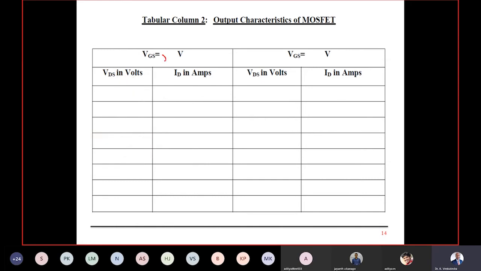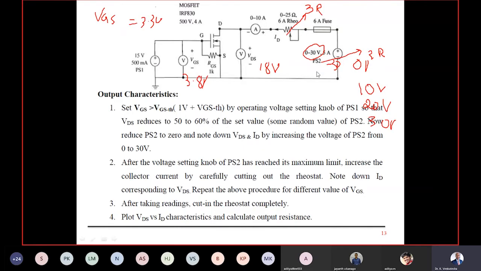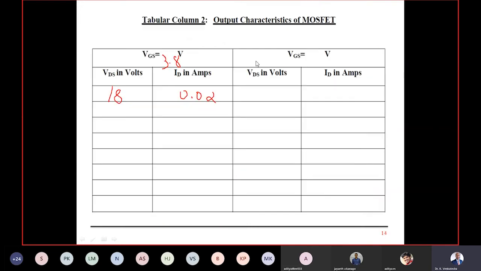Set VGS more than 3.3. I set VGS as 3.8 volt, such that VDS is 60% of your supply voltage. Some current will be flowing, maybe 0.02. Then what you need to do, make your PS2 0 volts, set PS2 to 10 volt. When you set PS2 to 10 volt, you will get the fresh value of VDS. That fresh value of VDS I am going to note down at the first column. Note down the ID also, second column.